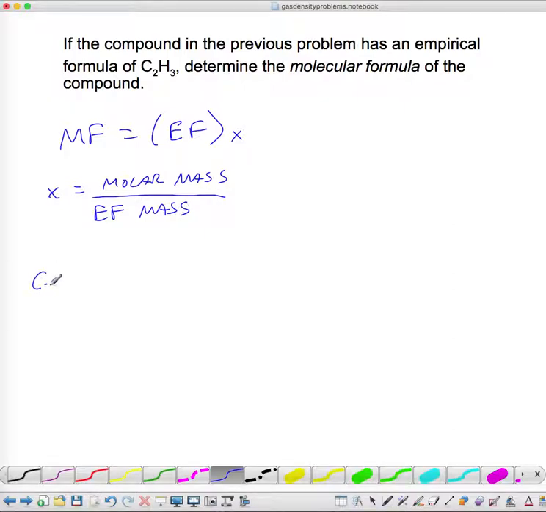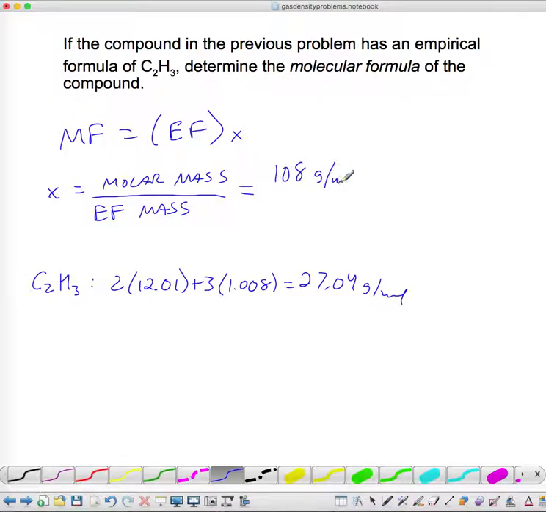In this case, because my empirical formula is C2H3, the empirical formula mass is 2 times the molar mass of carbon plus 3 times the molar mass of hydrogen, or 27.04 grams per mole. So to find x, I'll simply take the molar mass I calculated in the previous problem, 108 grams per mole, divide that by the empirical formula mass, 27.04 grams per mole. This will always give you something very close to an integer. In this case, the integer is 4.